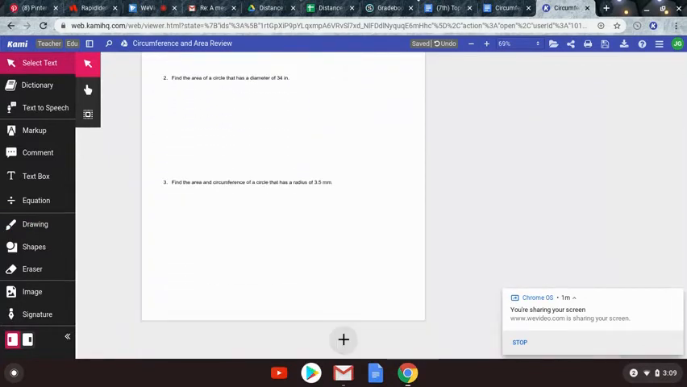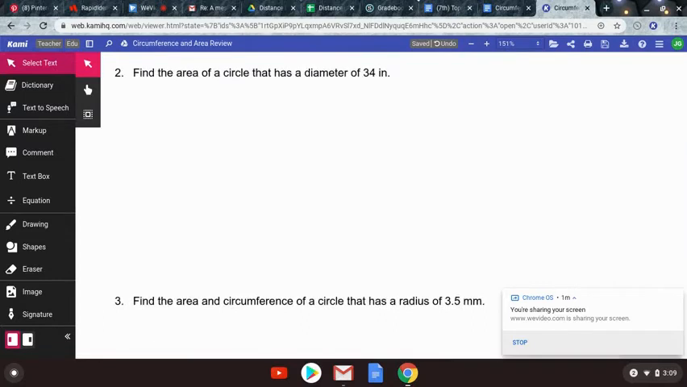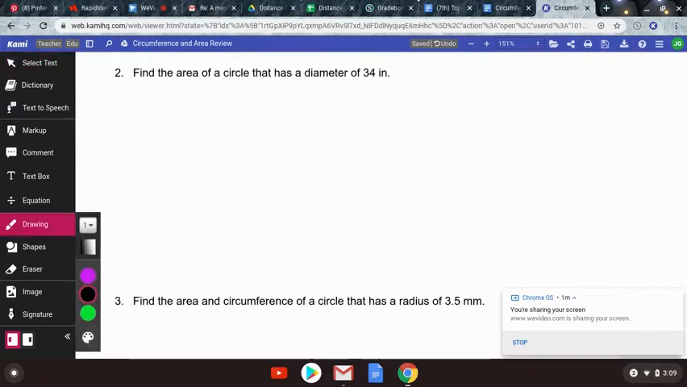Now I'd like to take a look at number 2. This one says, find the area of a circle that has a diameter of 34 inches. Do it in red this time. Start with CARD.